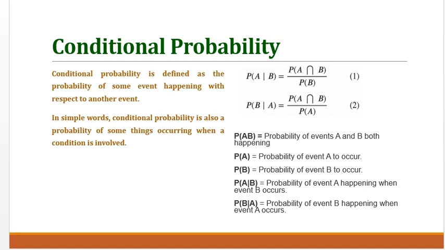The formula for such a case is P of A given B is equal to P of A intersection B divided by probability of B, where P of A intersection B is equal to the probability of events A and B both happening. P(A) is the probability of event A occurring, and P(B) is the probability of event B occurring. P of A given B is the probability of event A happening when event B has already occurred, and P of B given A is the opposite, which is the probability of event B happening with respect to event A when it has already occurred.